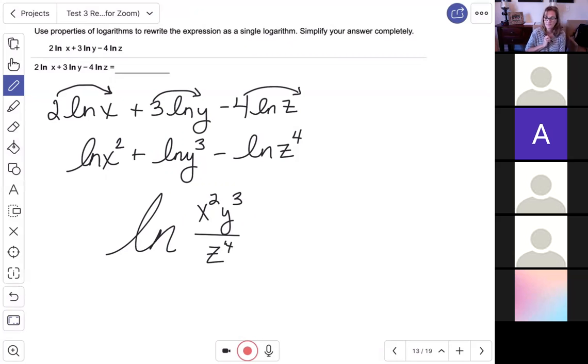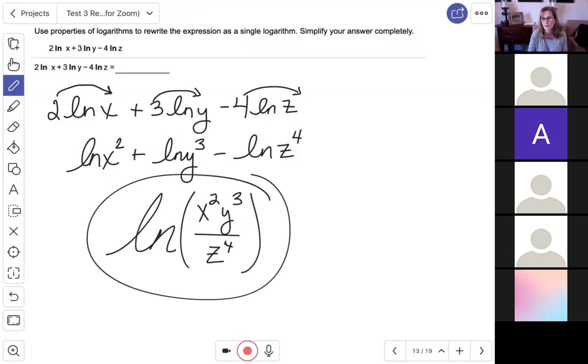And there you go. And when you're typing it in, you might want to check. They might want you to put parentheses around it, but it's all the natural log. Okay. So that was 2 where you expanded it, and then 2 where you condensed it into 1.